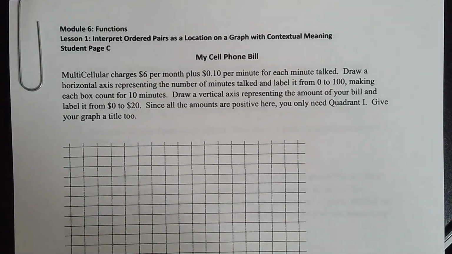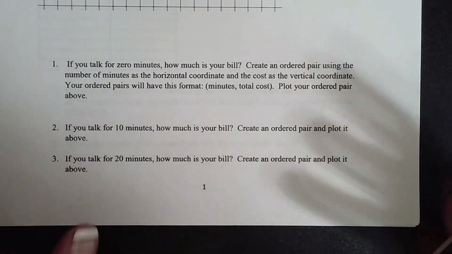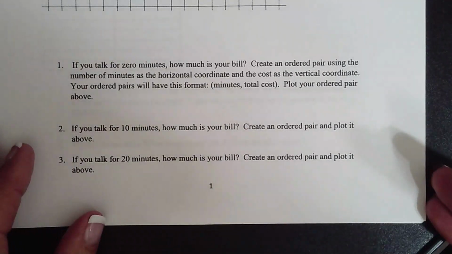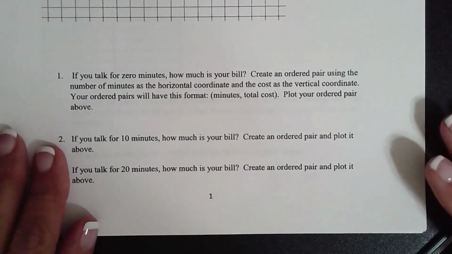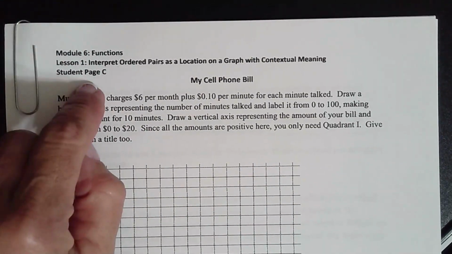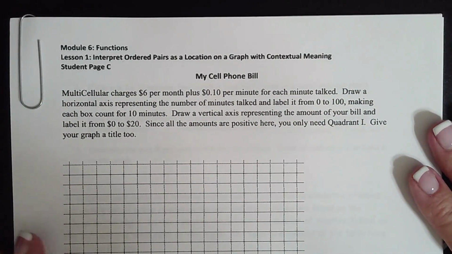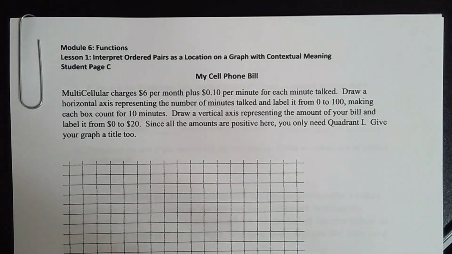Okay, so this is Module 6, Lesson 1, Student Page C, Page 1. It's the 5th page of the packet. So on the videos, I just called it Page 5 because it's the 5th page of the packet, because I didn't want to write all that stuff. Module 6, Lesson 1, Student Page C, Page 1. So it's the 5th page of the packet. So we are going to start with the first scenario.